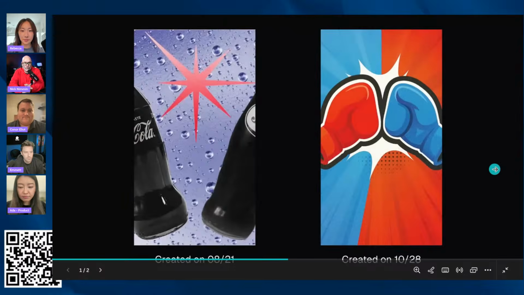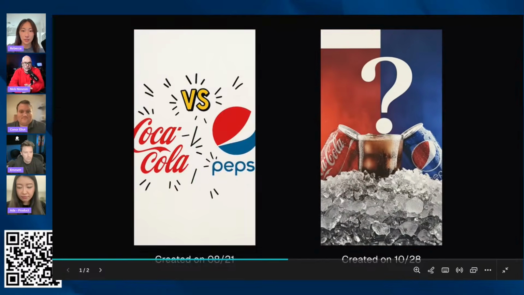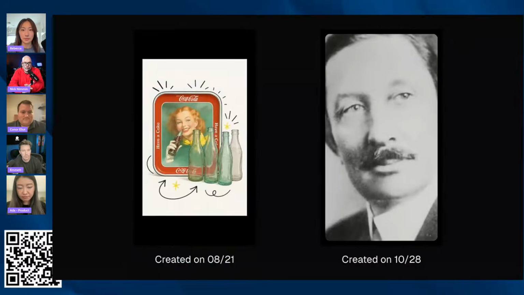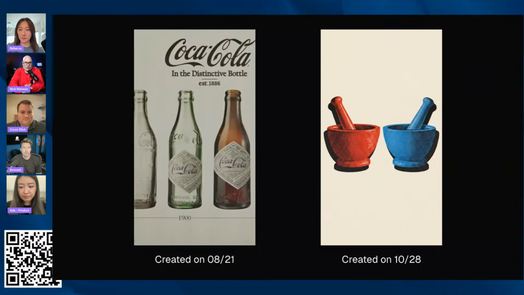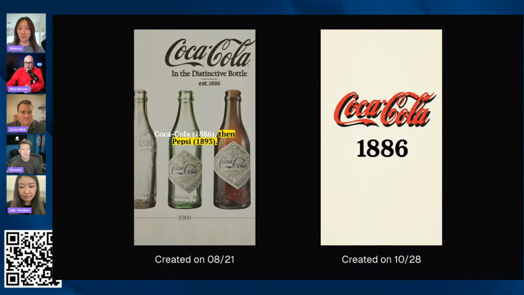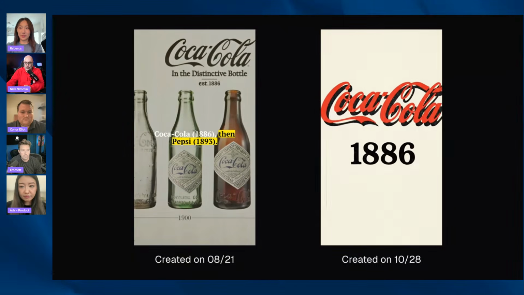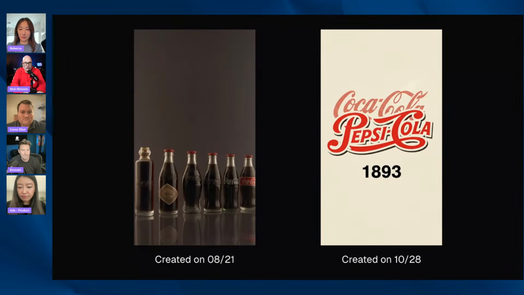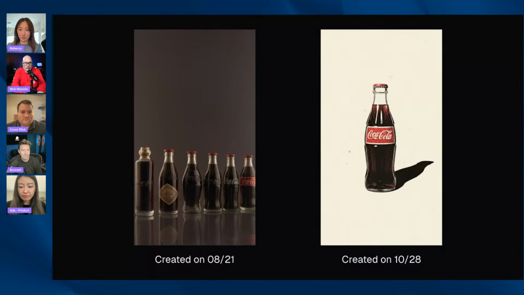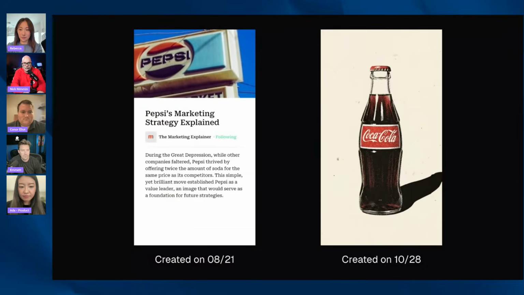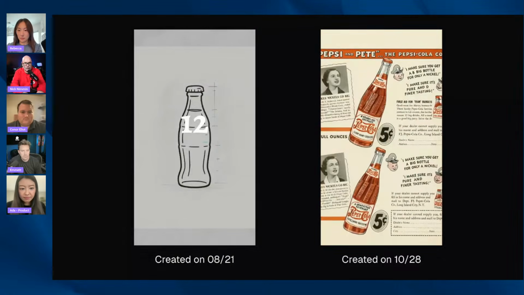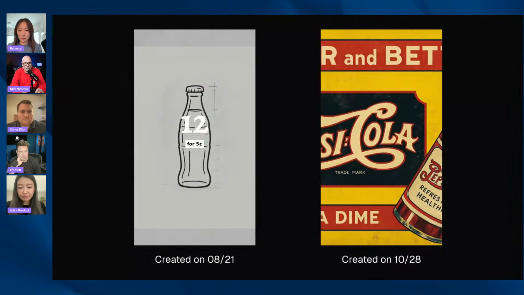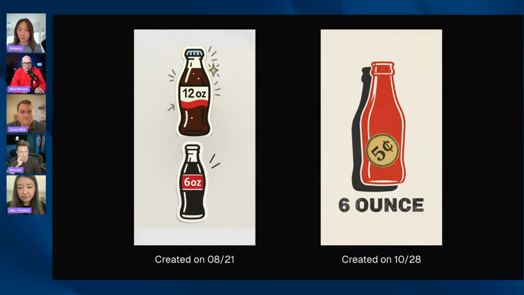Which is better, Coke or Pepsi? This rivalry is over a century old, and it all started with 2 pharmacists. Coca-Cola was invented in 1886, followed by Pepsi in 1893. For decades, Coke dominated, but during the Great Depression, Pepsi made a brilliant move, offering a 12-ounce bottle for the same 5 cents as Coke's 6-ounce bottle.